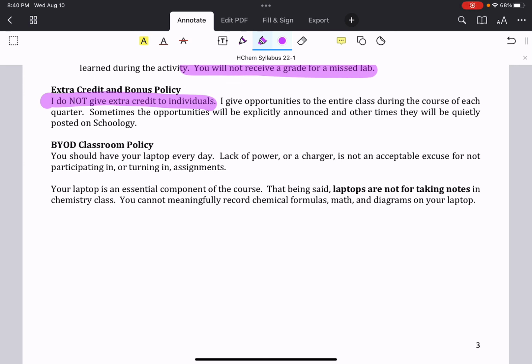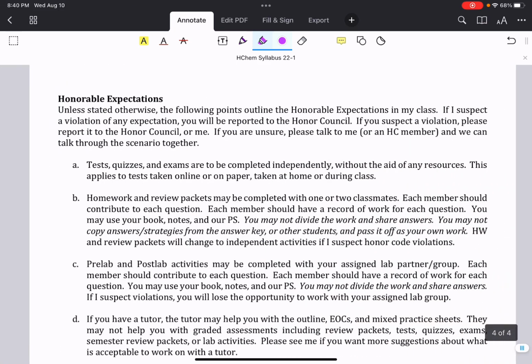Obviously, make sure you have your laptop. Your laptop is not for taking notes. In chemistry, it is basically like math. You can't record the math, the diagrams, and the formulas on your laptop in a meaningful way.